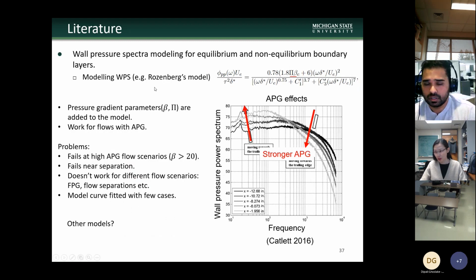Next, there was the approach by Rozenberg, in which he tried to capture the APG effects using pressure gradient parameters such as the Clauser parameter and the wake parameter, and it worked nicely for APG flows. But there are some issues with it: it fails at high APG flow scenarios at high Reynolds number. It fails as we go towards separation, and it doesn't work for different flow scenarios such as favorable pressure gradient and reattachments. And there have been several other models which follow the same ideology, but they also have the same issues as Rozenberg's model.